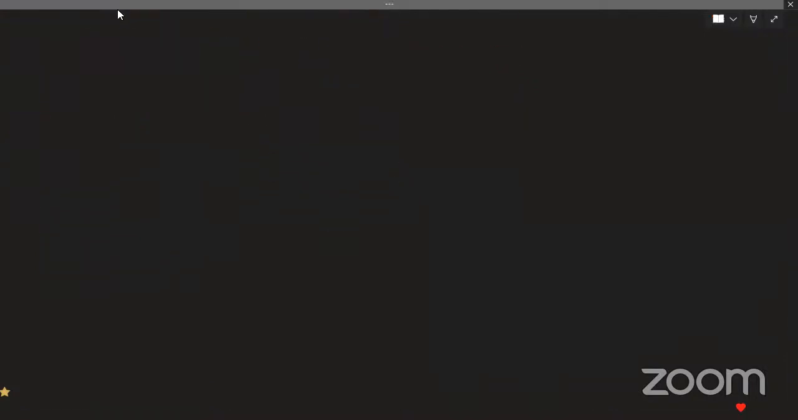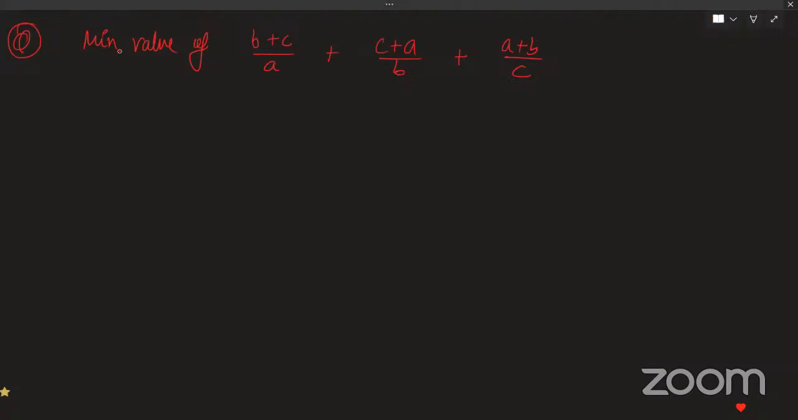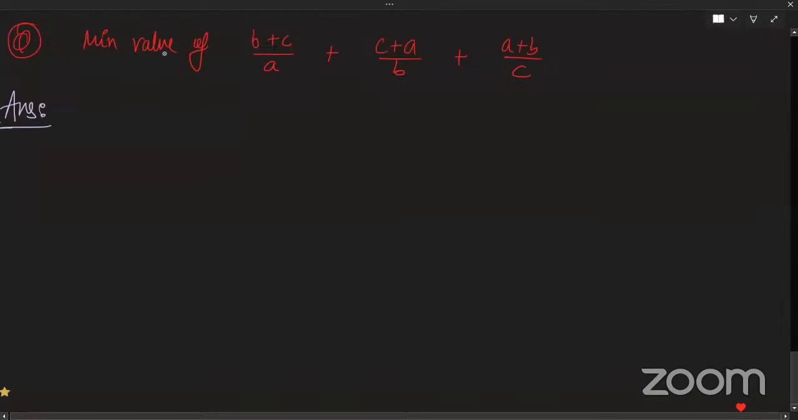Okay, let's go. So find the minimum value of B plus C by A plus C plus A by B plus A plus B by C. Let us see if you can do this. Take B plus C by A as x1, C plus A by B as x2.